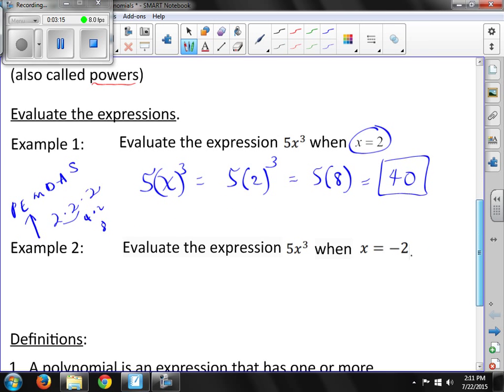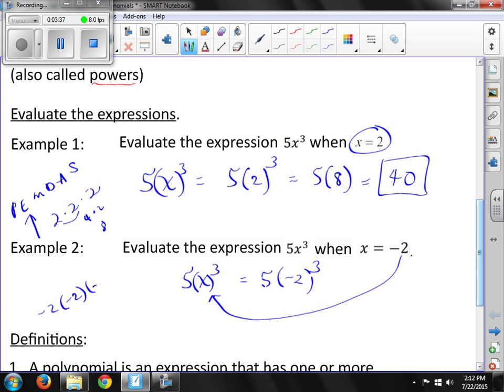Example 2, we want to evaluate the same expression for x equal negative 2. So I'm going to write down my expression, 5x cubed. I'm going to wrap my variable in parentheses, and then replace the x with my negative 2. So I'll have 5 times negative 2 cubed. Negative 2 cubed would be negative 2 times negative 2 times negative 2. Negative 2 times negative 2 would be 4, and 4 times negative 2 would give us negative 8. So now we'll have 5 times negative 8, which would be negative 40.